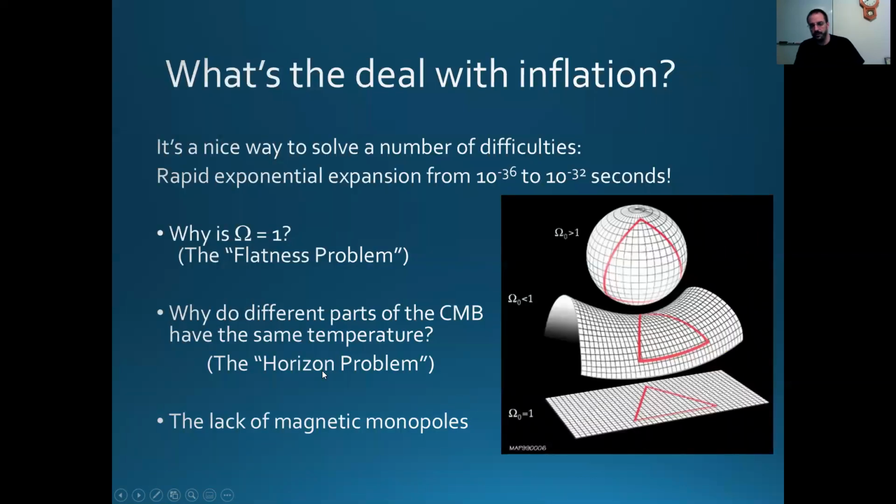Okay, so what's the deal with inflation? Well, going back to this omega number, remember I said omega appears to be exactly equal to 1. If omega is exactly equal to 1, we have what's called a flat or Euclidean universe. This means that all of our usual geometry ideas come true, like the angles of a triangle add up to 180, parallel lines never intersect, they remain equidistant from one another, all this good stuff.